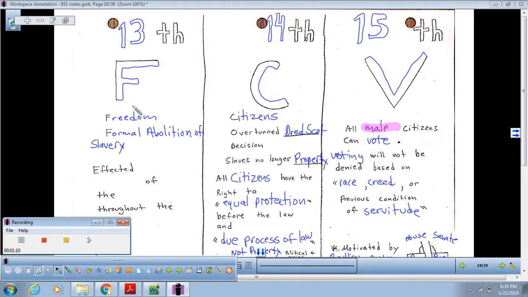The 13th, of course, was what formally abolished slavery in the United States. It would take military intervention to enforce and make a reality, but the 13th Amendment was the official end of slavery in the United States.